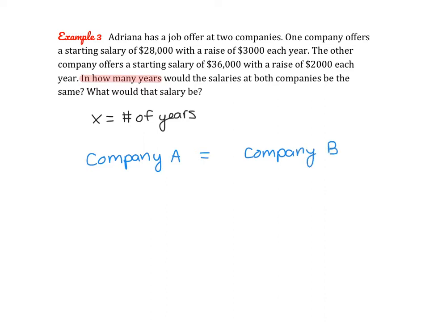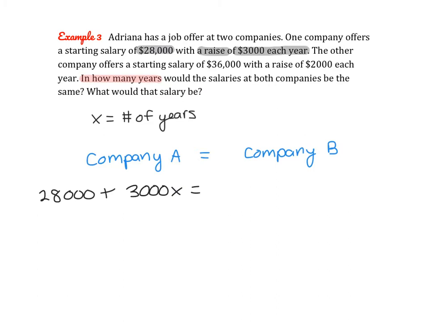So for company A, again, it said that the starting salary was $28,000, and then they get a raise of $3,000 each year. So raise would imply addition, and then remember, whenever we see the word each, we're multiplying. So let's translate this into an expression. So again, we have 28,000 with a raise, so plus, and then 3,000 each year. So 3,000 times the number of years, which is X.